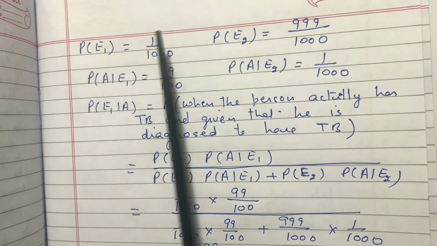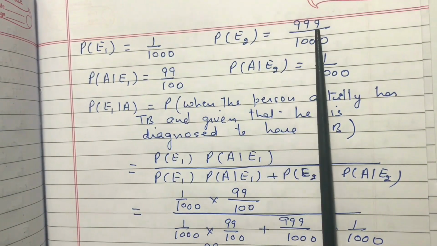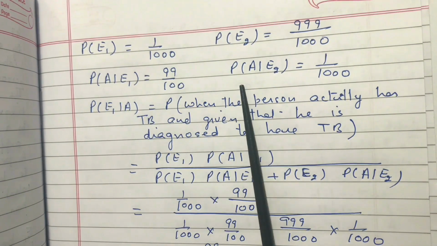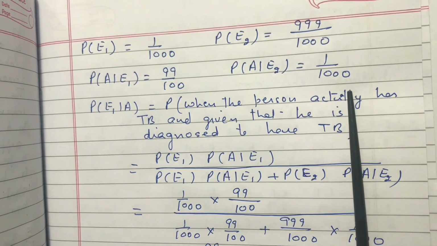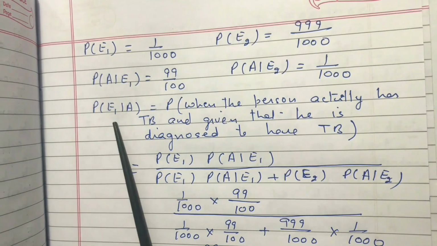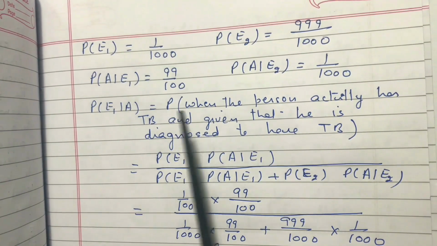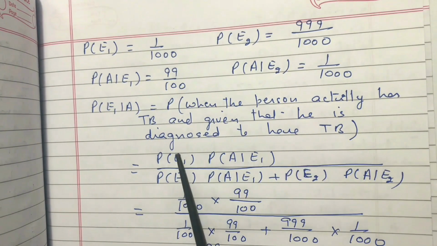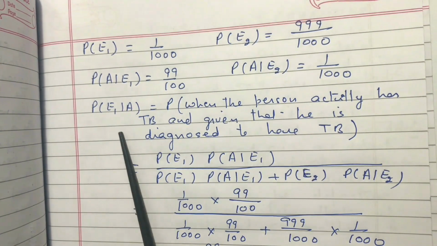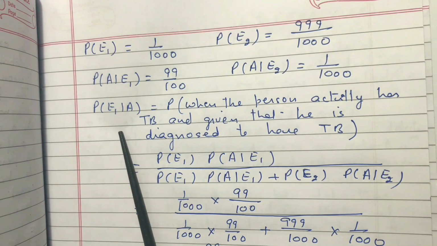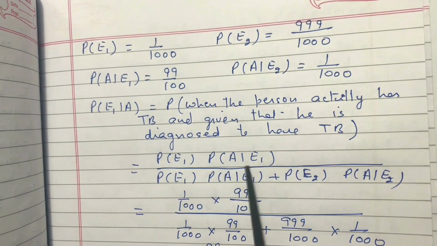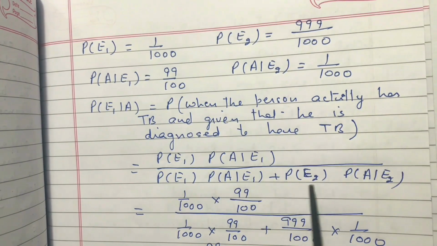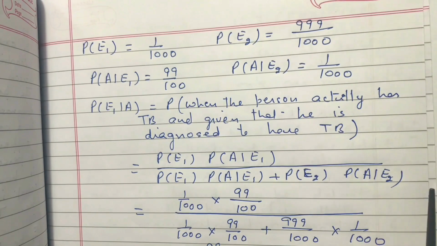Now probability of E1 is 1 by 1,000, probability of E2 is 999 upon 1,000, probability of A given E1 is 99 by 100, probability of A given E2 is 1 by 1,000. We have to find probability of E1 given A. It means probability when the person actually has TB, given that he is diagnosed to have TB. So write the formula. This is Bayes theorem. Probability of E1 times probability of A given E1, upon probability of E1 times probability of A given E1 plus probability of E2 times probability of A given E2.